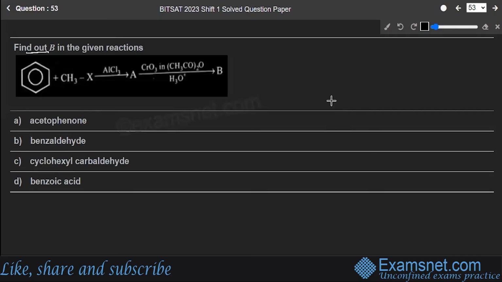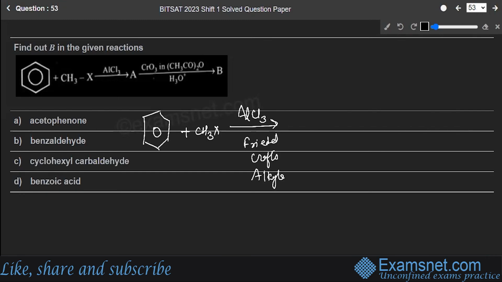You have to find out B in the given reaction. So what is this B? In that case, you just have to complete the reaction. This is a benzene ring. When it reacted with CH3X in the presence of aluminium chloride, this is Friedel-Crafts alkylation. So this gives you methyl group attached over here.